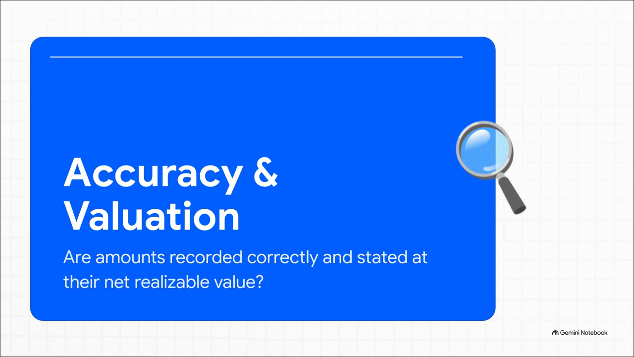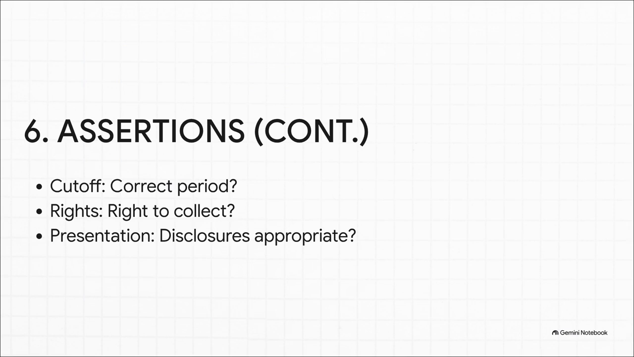Next, we've got accuracy. Are the amounts recorded correctly? Literally just checking the math on the invoices against the master price list. Then there's valuation. Are receivables stated at net realizable value? To put that in perspective, if a customer owes you 100 grand, but they're actively in bankruptcy and you honestly only expect to get 50 grand back, the valuation assertion says you have to state that receivable at 50,000, not the full 100.